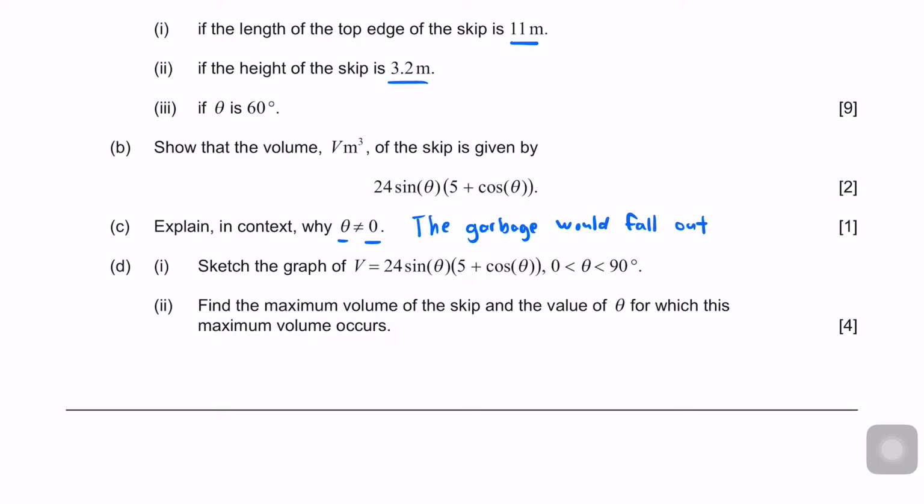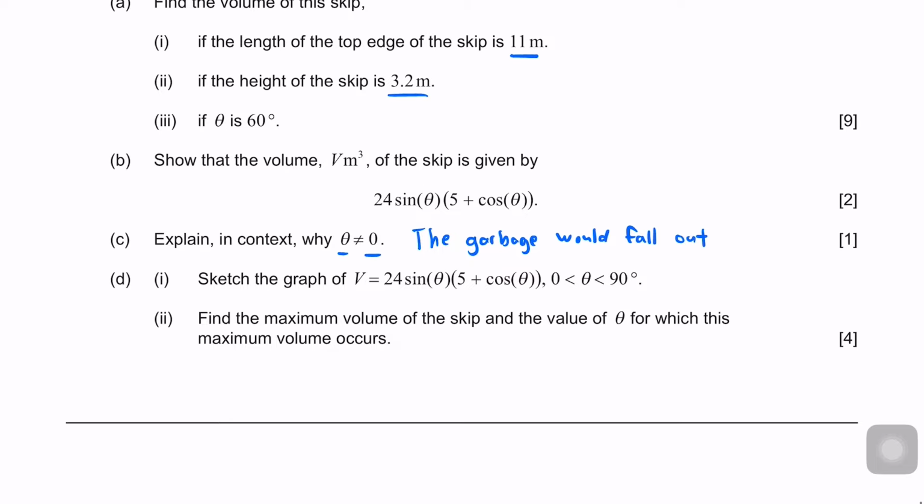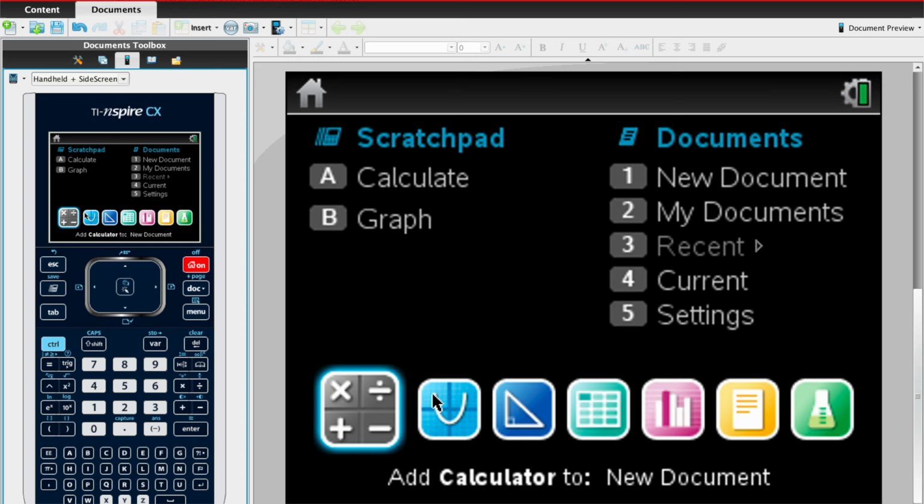Okay. Last question here. We're asked to sketch this function, 24 sine theta, open bracket 5 plus cos theta, for 0 to 90 degrees. And then after that, we're finding the maximum volume of the skip and the value of theta for which this volume occurs. Okay, so let's go ahead on the document and graph this.